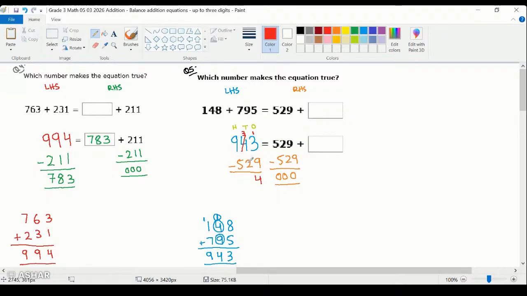3 minus 2 would be 1. And 9 minus 5 is 4. So that means the missing number should be 4, 1. We have the same answer.